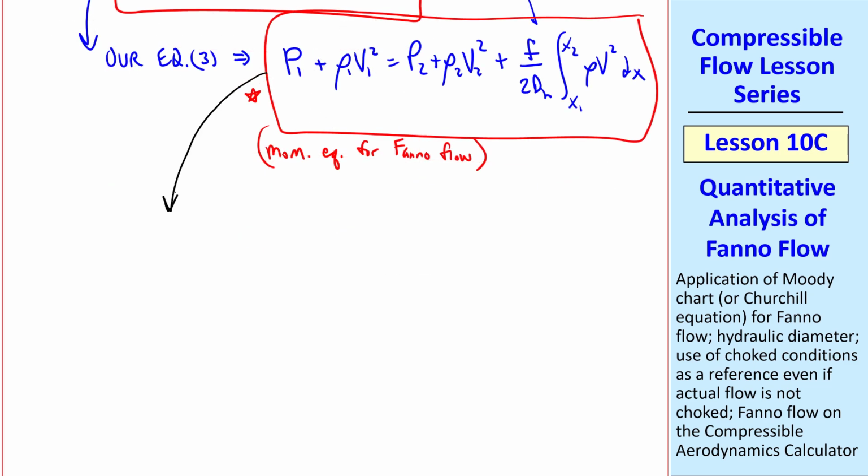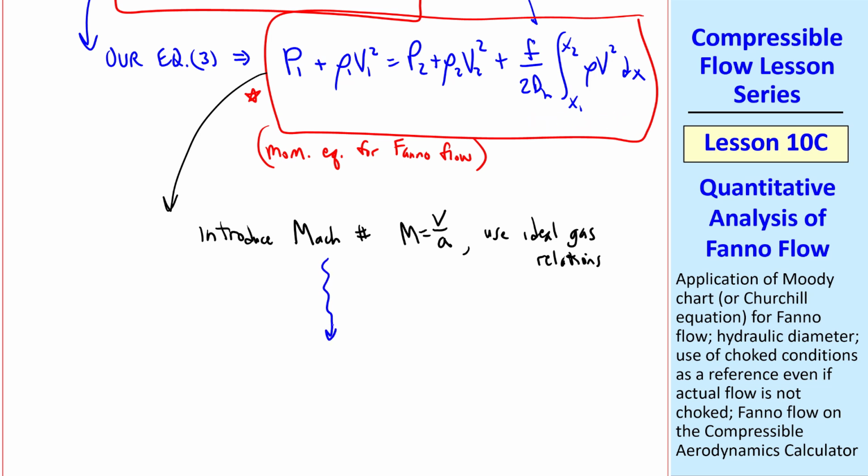We can do a further analysis of this equation if we introduce Mach number and write V in terms of Mach number, and a, of course, is a function of temperature, and use our ideal gas relations. It turns out that we can do this integral. I'll draw a long squiggly arrow, which means manipulate, or lots of algebra, which I do not show. I suggest you try this on a cold, rainy night when you have nothing better to do.